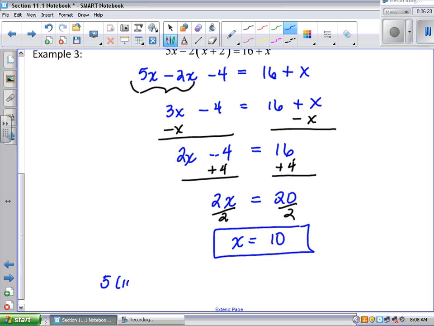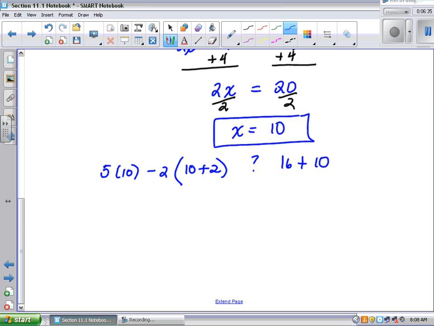Is 5 times 10 minus 2 times parentheses 10 plus 2, is that equal to 16 plus 10? You can check this on your calculator or by hand. I think I'm pretty quick by hand. So 50 minus 10 plus 2 is 12, and 2 times 12 is 24. 50 minus 24 is 26, and 16 plus 10 is 26. Both sides of the equation are the same, so my answer does indeed check.